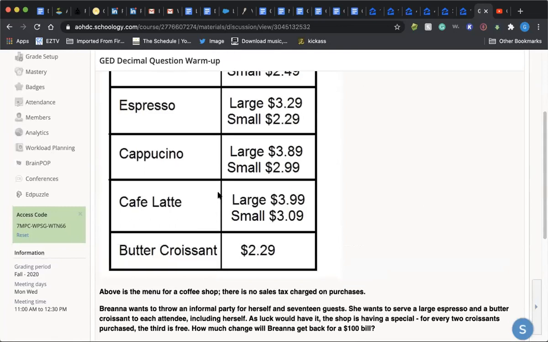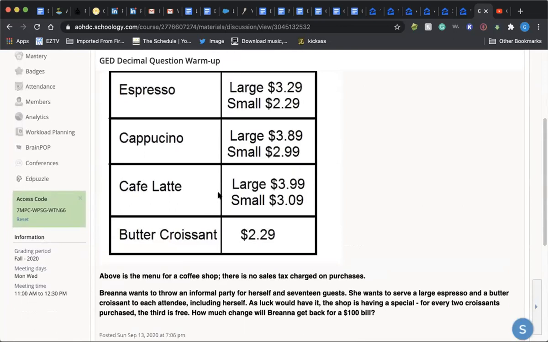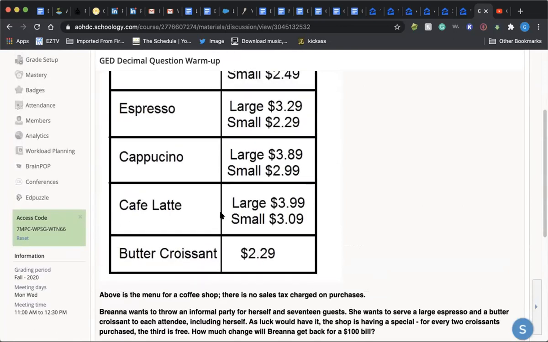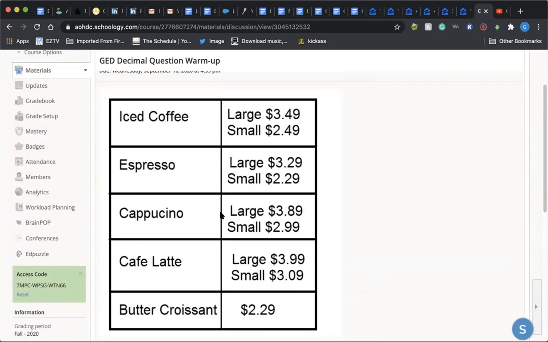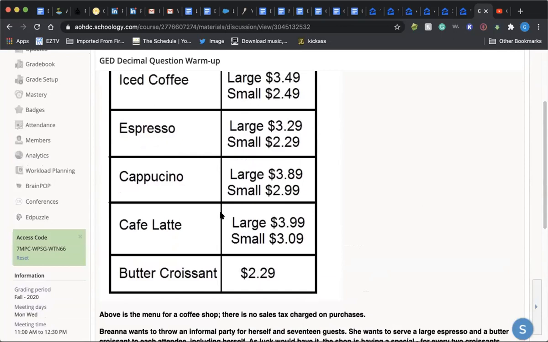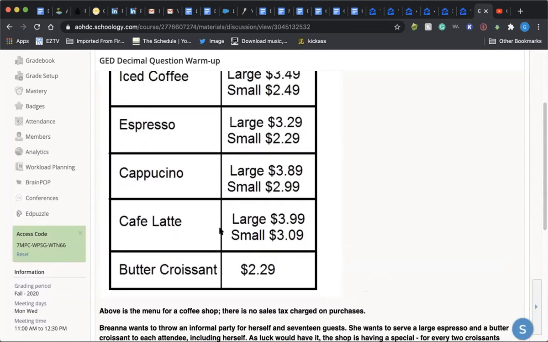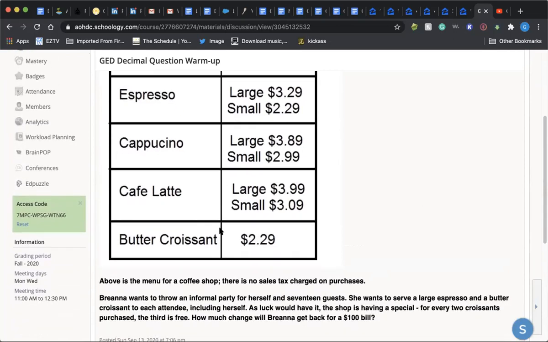Go ahead, put your answers in. I want to go over it. So this question is from an old GED test. This is a question that was asked on the GED. It is relatively straightforward. You just have to make sure that you're following all the steps.